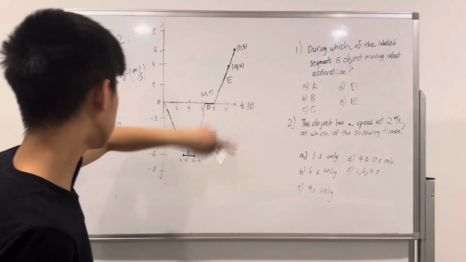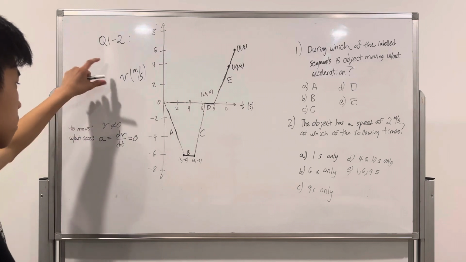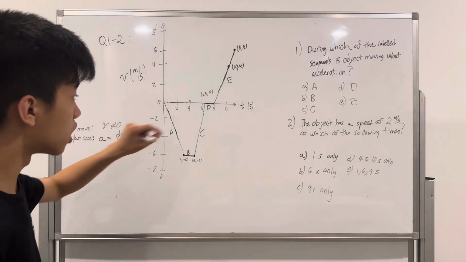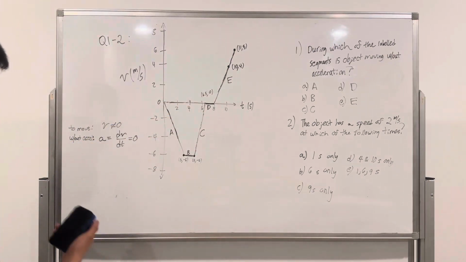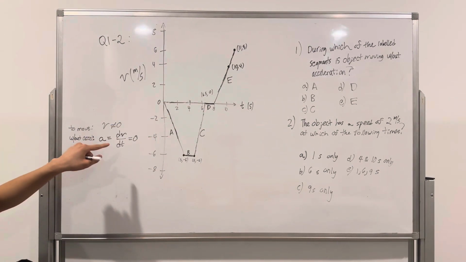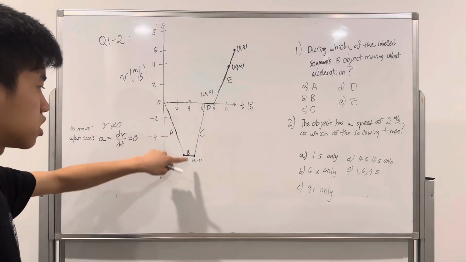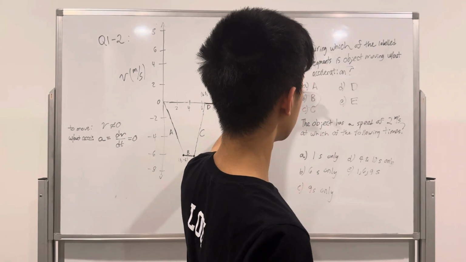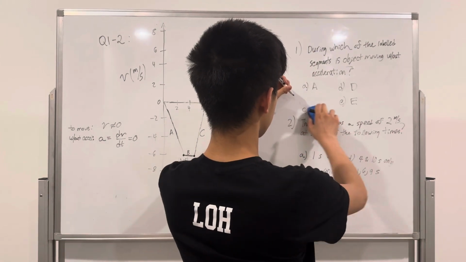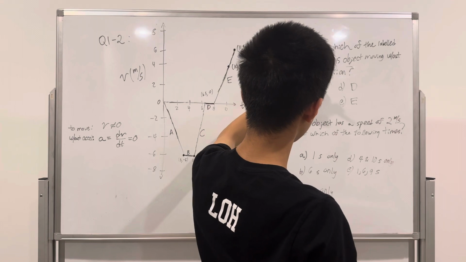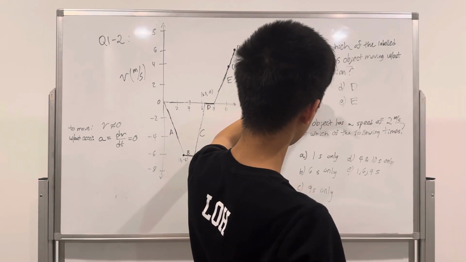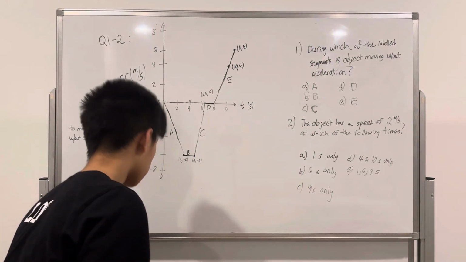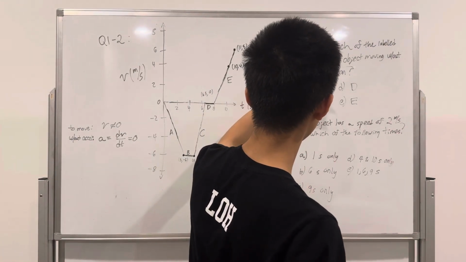A, C, and E don't work either because the derivative of velocity with respect to time is non-zero at those points, and you really need it to be 0. So you need velocity to be flat. In this case, B is the only answer that will work. So that is our correct answer. B is our correct answer.